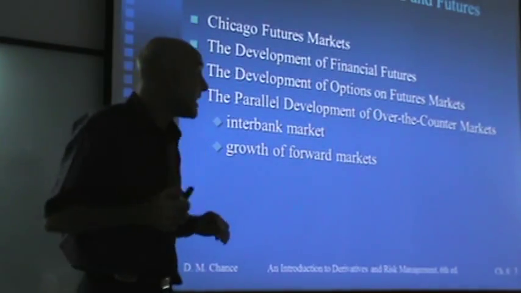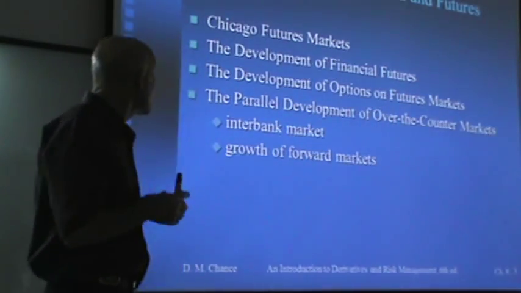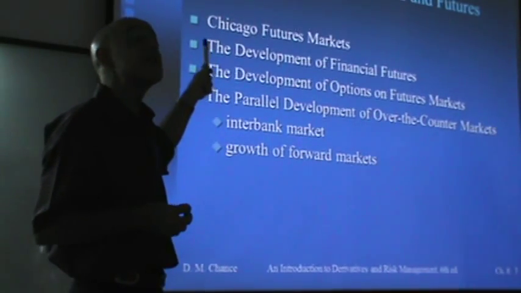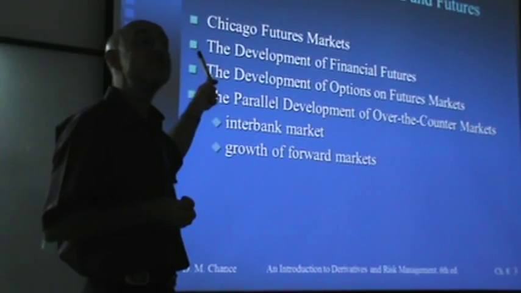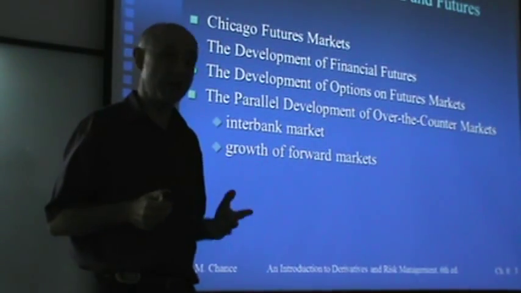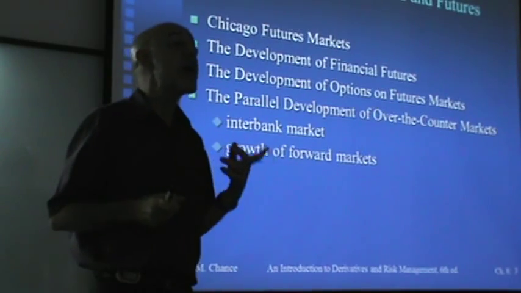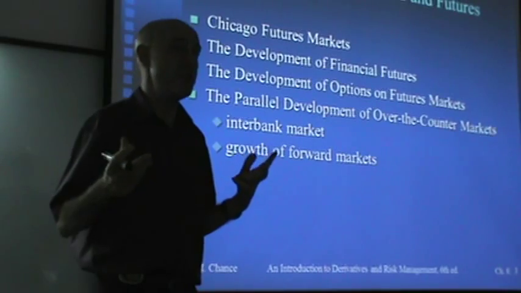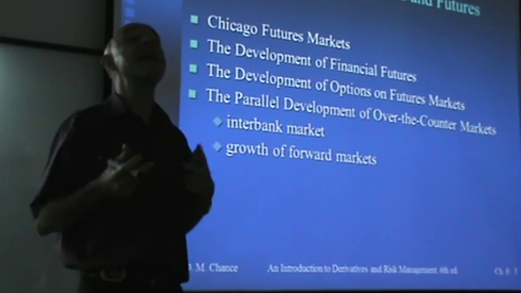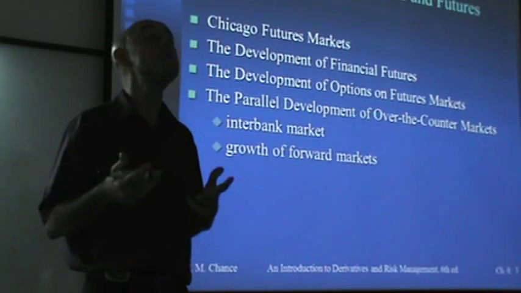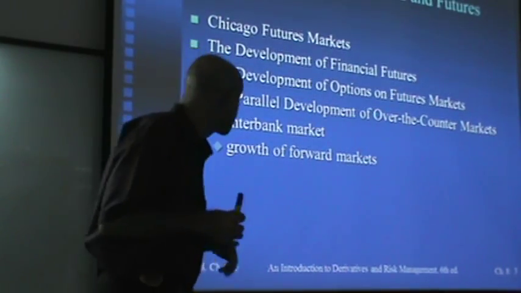So, the futures and forward markets began first and foremost with agricultural commodities, because the agricultural markets were the biggest, and they were also the most uncertain. That's where people needed most certainty.